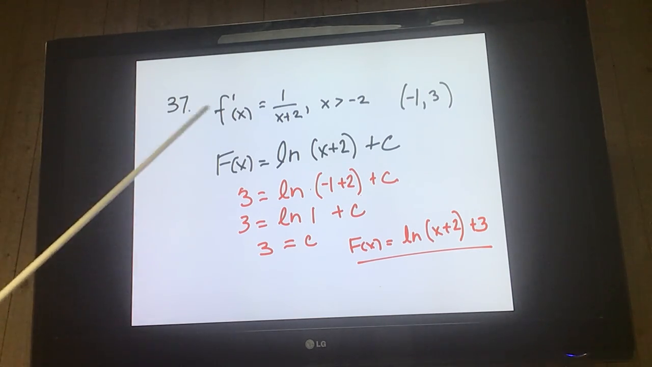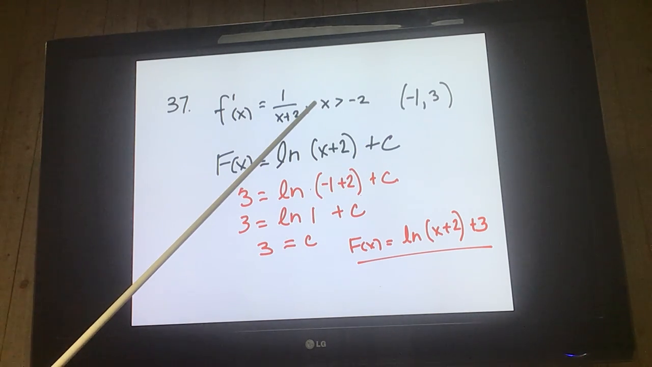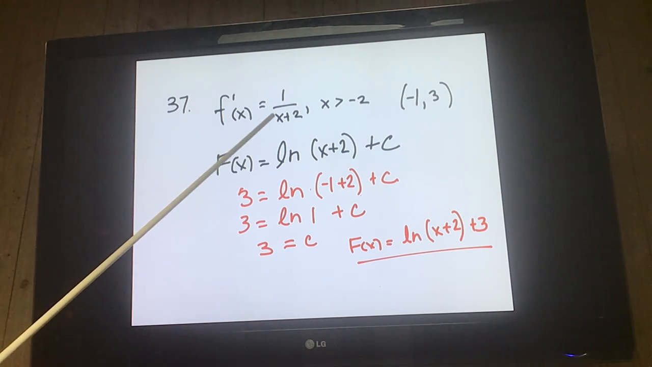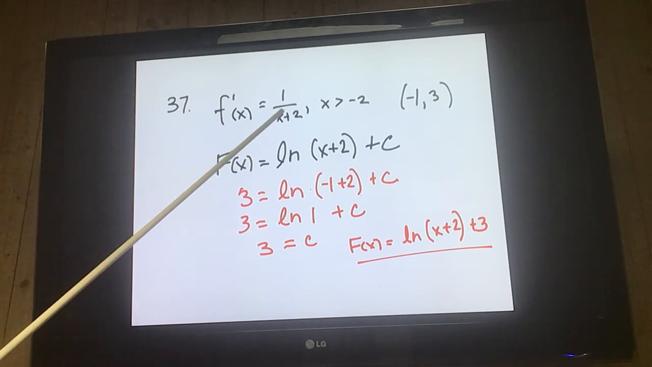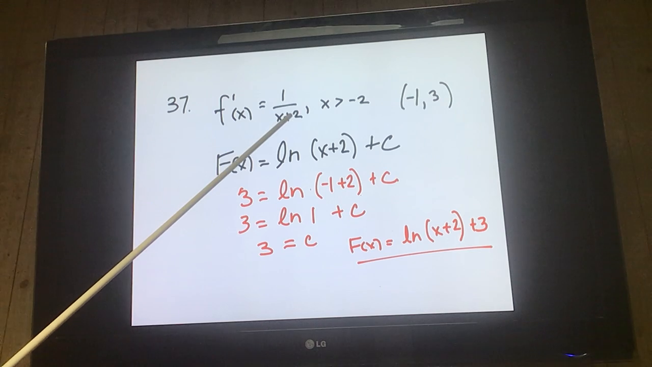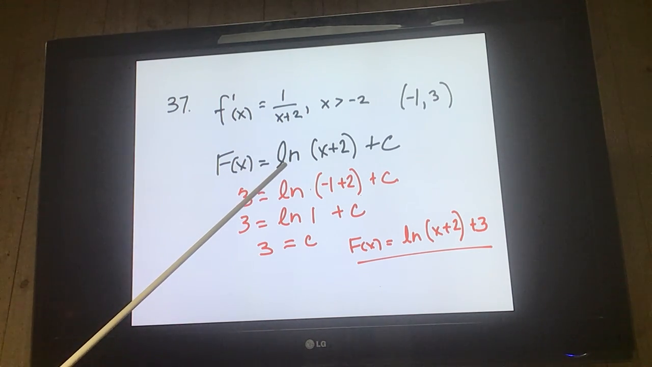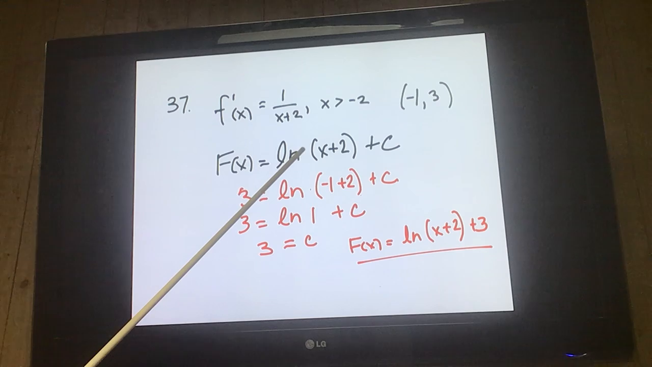Number 37, again, they're looking for the antiderivative of 1 over x plus 2, okay? And we want to find the equation that goes through negative 1 and 3. Well, I have to recognize that this is a special function. This is the result of a logarithm, natural log. So if I go backwards, the logarithm that was taken was x plus 2. So I look at ln of x plus 2 plus c. I just double check. If I was taking the derivative of this, what would I have?